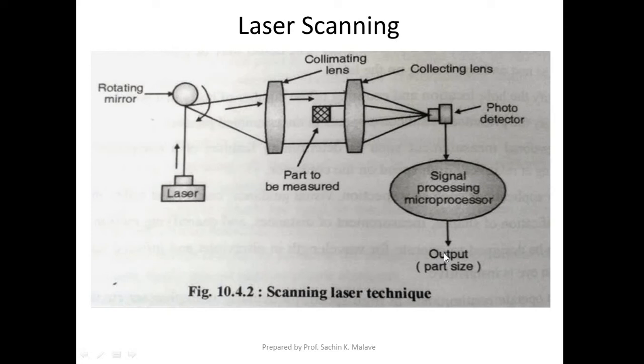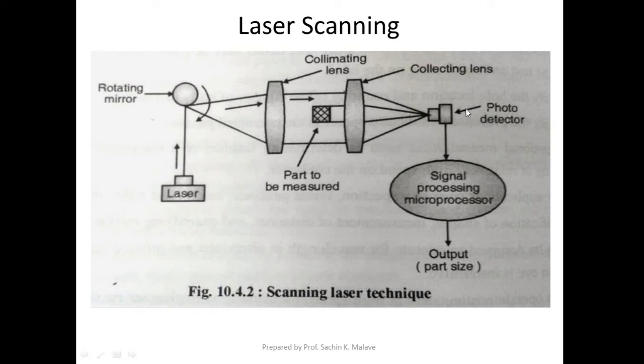Now in this setup, the laser beam from this laser source is deflected by this rotating mirror, and it is focused to sweep past the object to be examined. So it is focused here with the help of this focusing lens. And then a photo detector is used to sense this beam. So here there is a photo detector that is used to sense this beam, and a signal processing microprocessor unit converts the signal, giving the measurement.